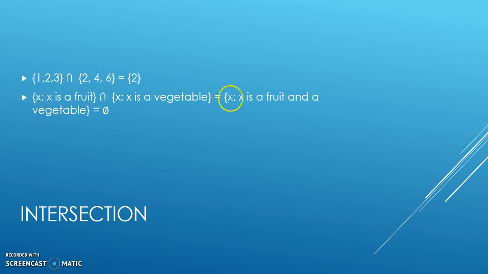In set description, you usually see the word and, because, to the best of my knowledge, there is nothing that is both a fruit and a vegetable. I'm saying that's the empty set. A plant biologist may disagree with me, but to my knowledge, that is the empty set.